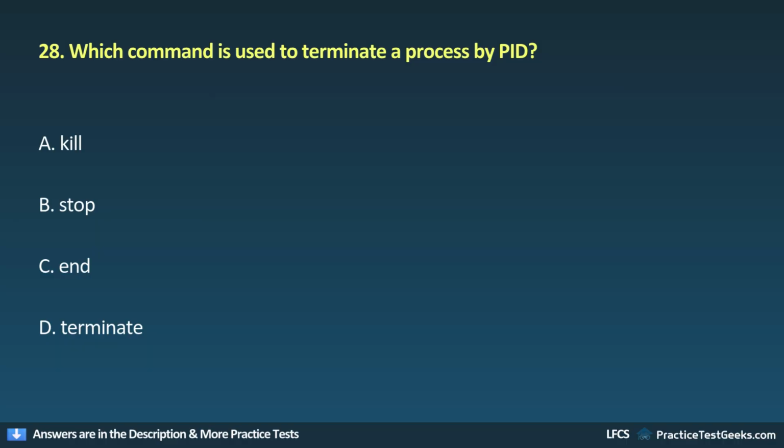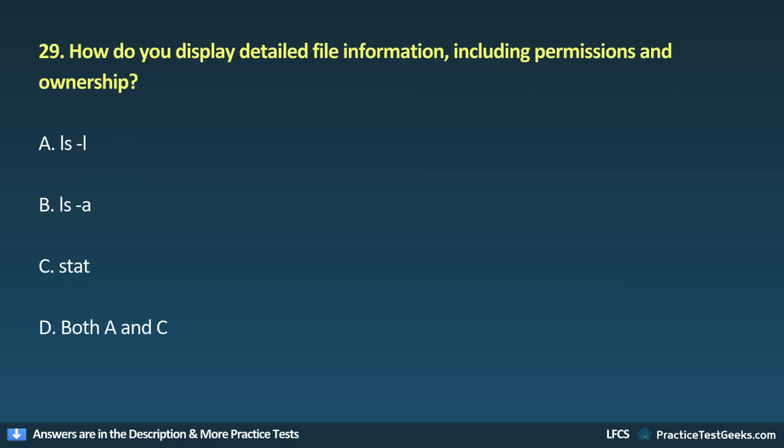28. Which command is used to terminate a process by PID? A. kill. B. stop. C. end. D. terminate. 29. How do you display detailed file information, including permissions and ownership?